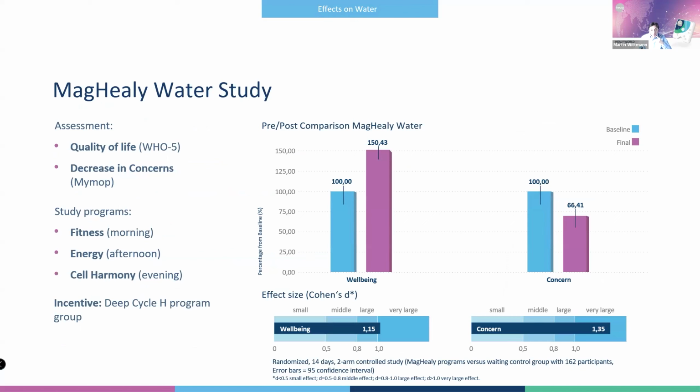And we, of course, did the MagHealy water study. And there we also asked the concerns. And there, as you can see here on the right side, on the bottom, we have also a very large effect in the coherence. So what we used is in the morning, the fitness water program, then in the afternoon, the energy, and in the evening, the cell harmony. So three programs every day.